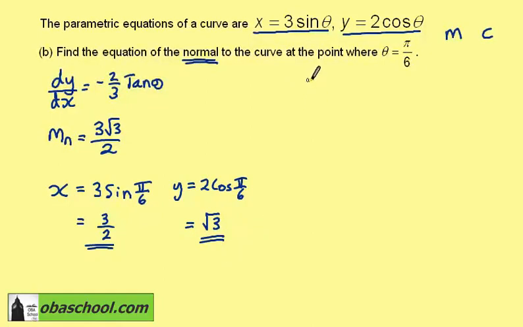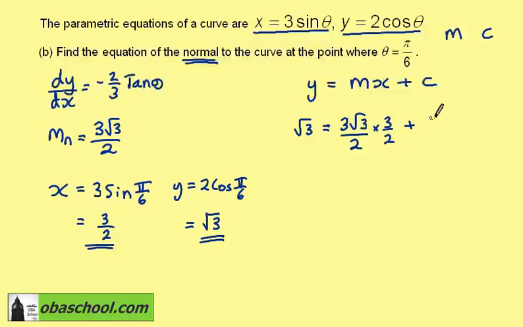The normal is a straight line, so we can start with y equals mx plus c. We know a point, so we can substitute in a y value. We know the gradient, and we know the x value of our point. This enables us to find c.